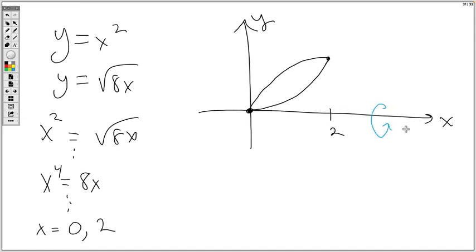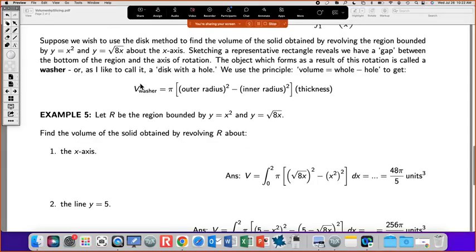We're rotating it around the x-axis, which means we're chopping up the x-axis. We draw the representative rectangle. But what's different about this representative rectangle as opposed to the other ones we've done? The rectangle does not extend down to the axis of rotation. You follow? So you don't get a disk when you move this around. What do you get? You get a disk with a hole in it, right? This gap here is going to generate a hole.